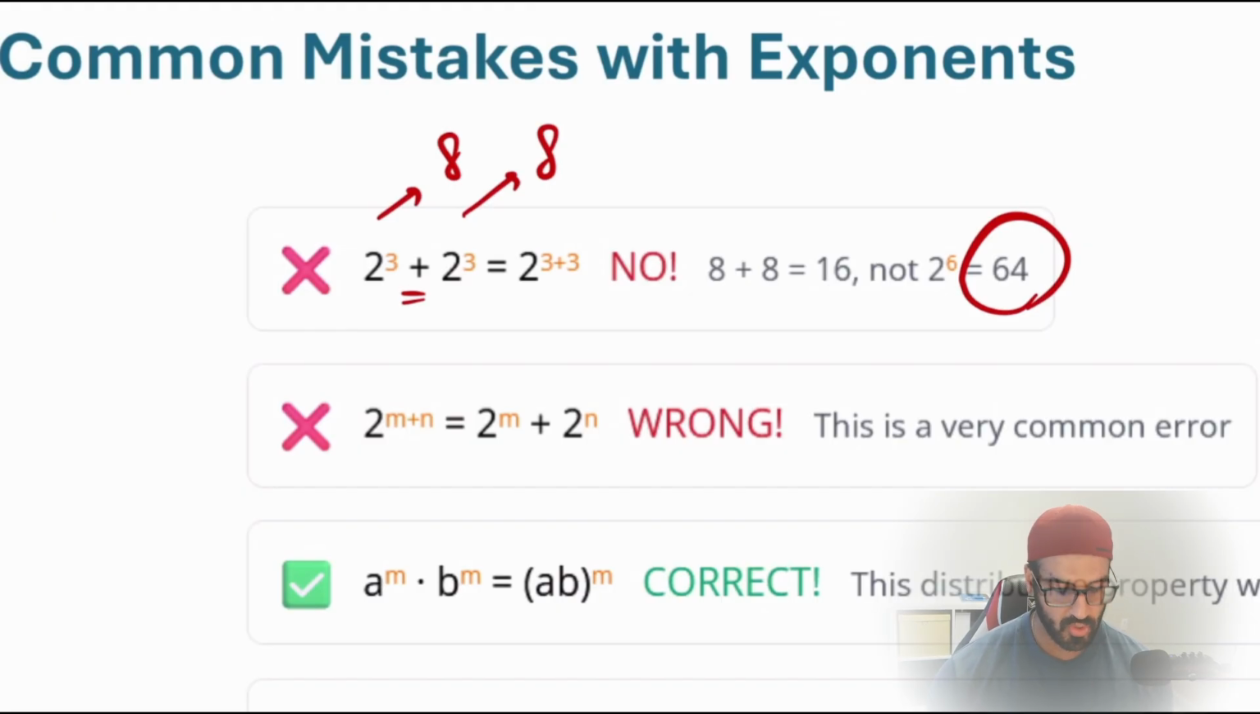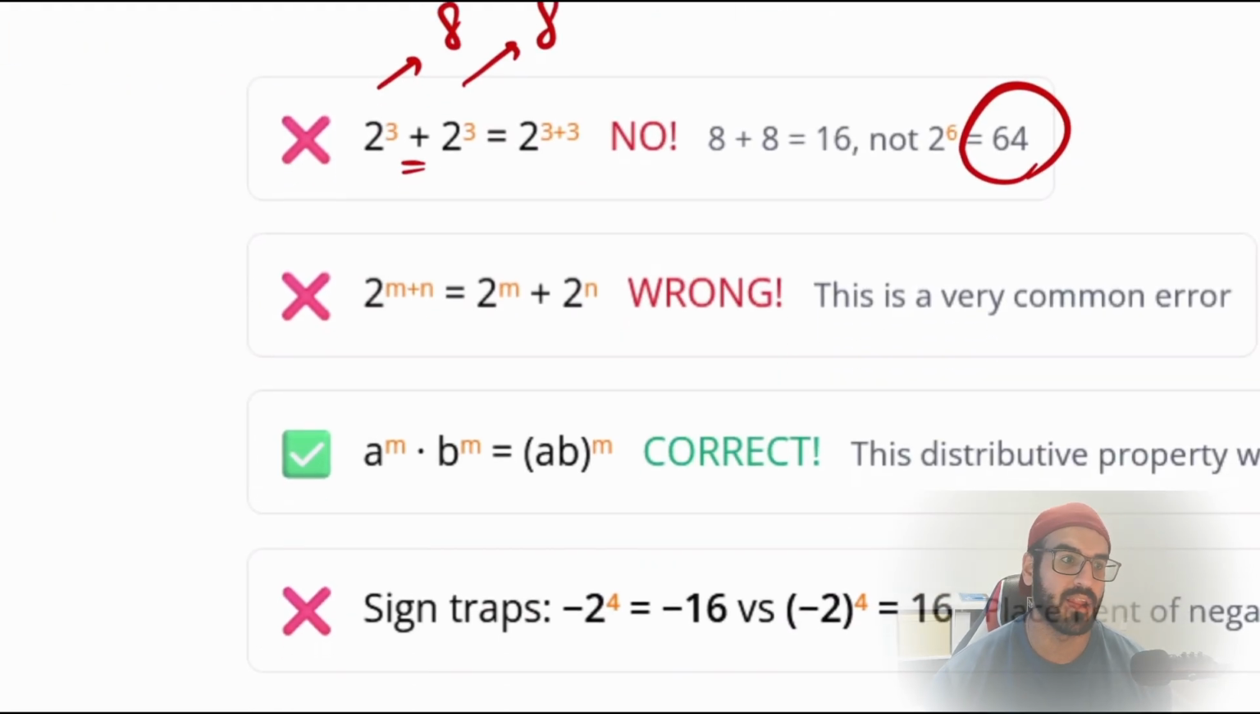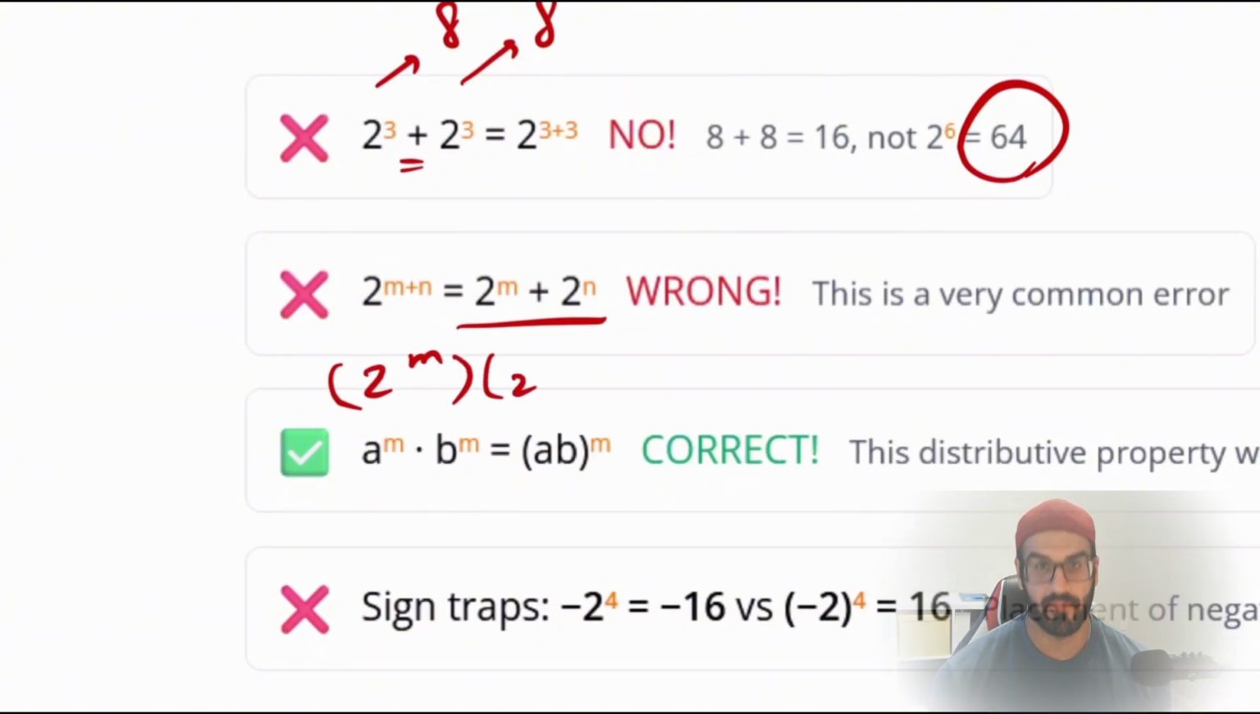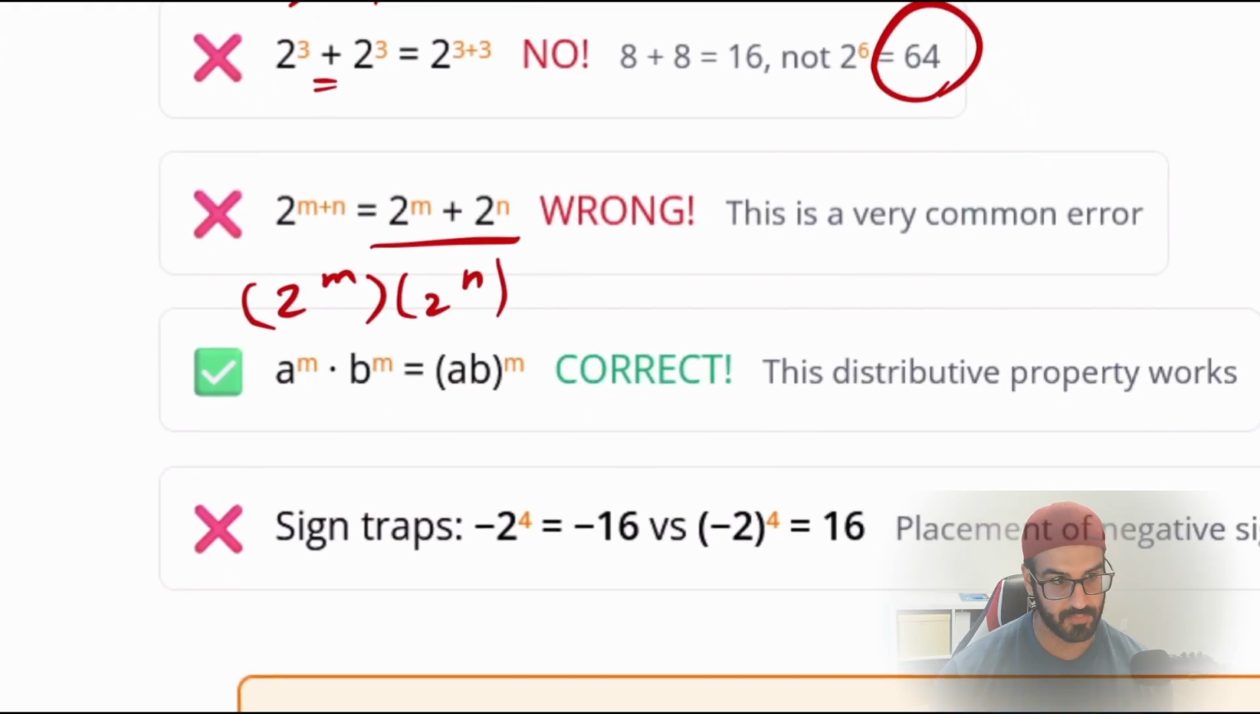If I have 2 to the power m plus n, at some point I might say, okay, it's easier to write it as 2 to the power m plus 2 to the power n. Wrong. Be careful. When we have this rule, we are talking about 2 to the power m multiplied by 2 to the power n. So again, we have the rule like this. Please be careful.